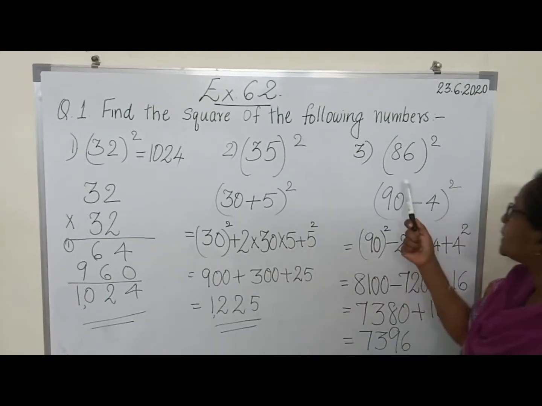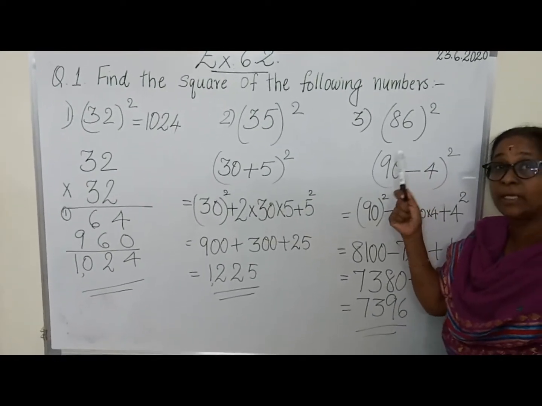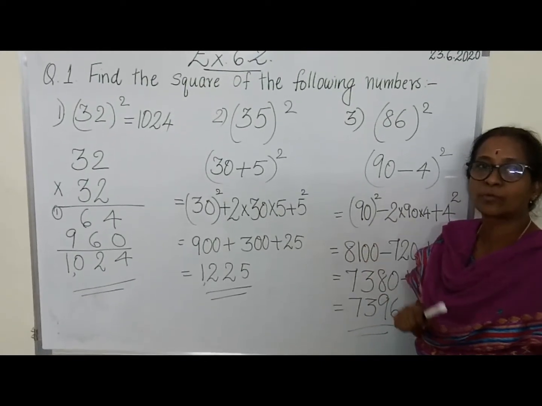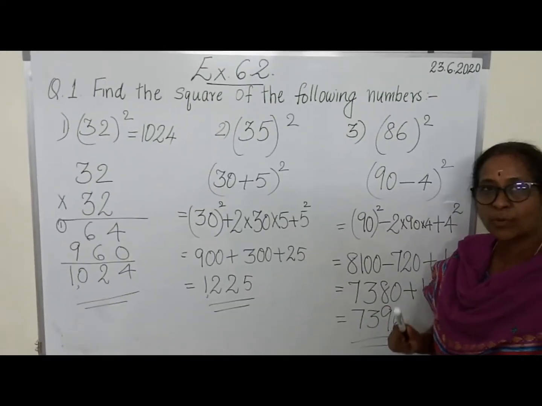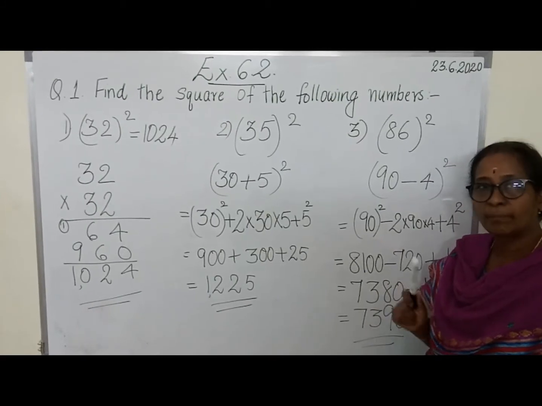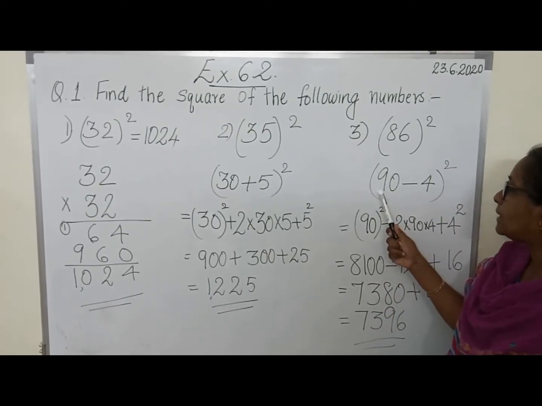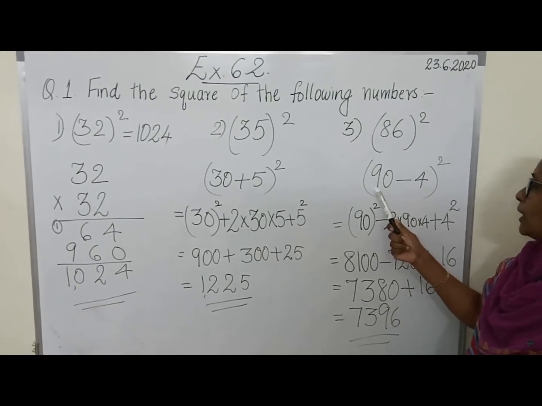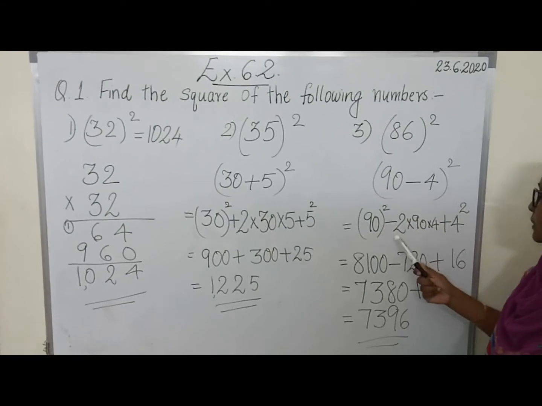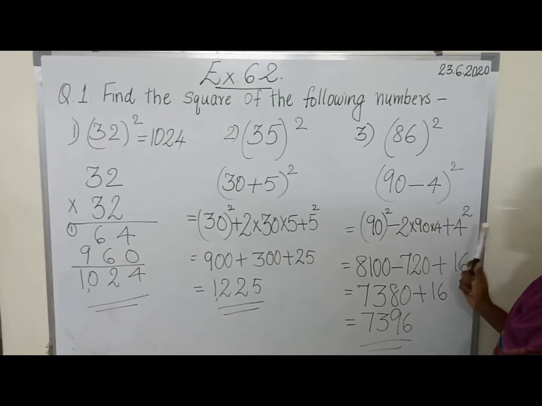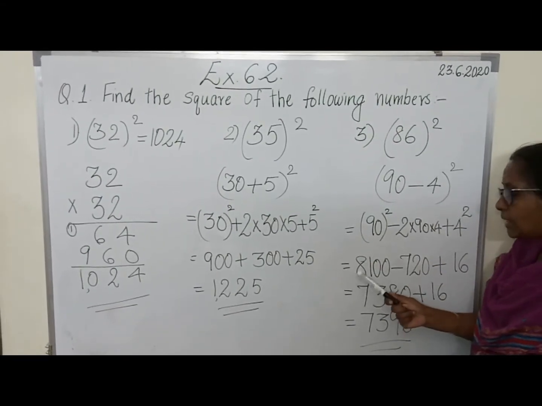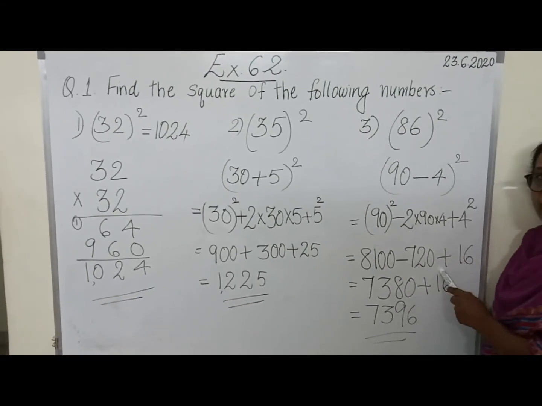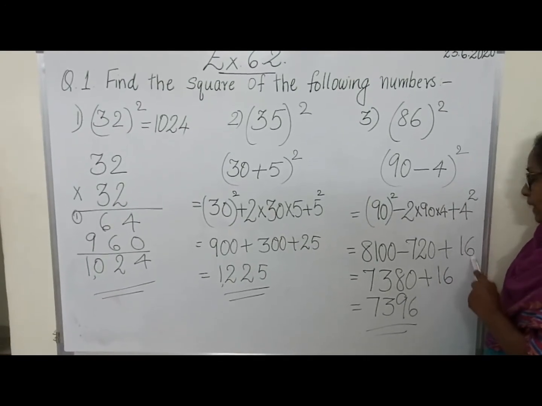Now the third question I have done using identity 2. What is identity 2? A minus B whole square, which is equal to A square minus 2AB plus B square. What is A here? 90. So 90 square minus 2 into 90 into 4 plus 4 square. So what is 90 square? 8100 minus, when you multiply this, we get 720. 4 square is 16.